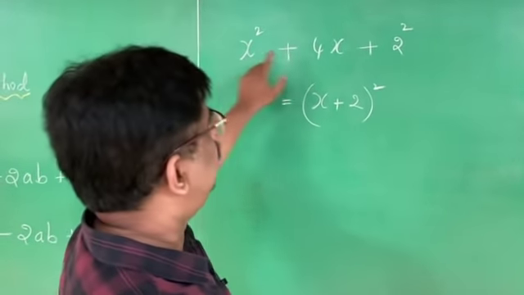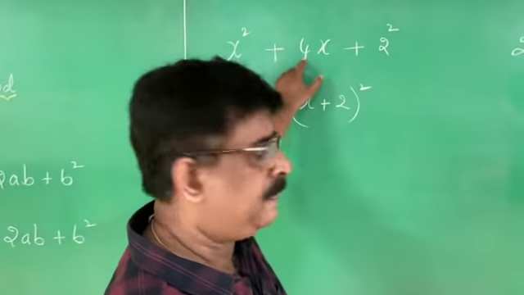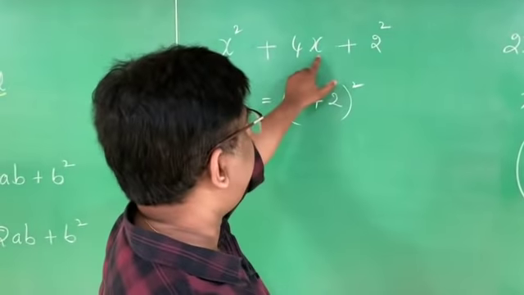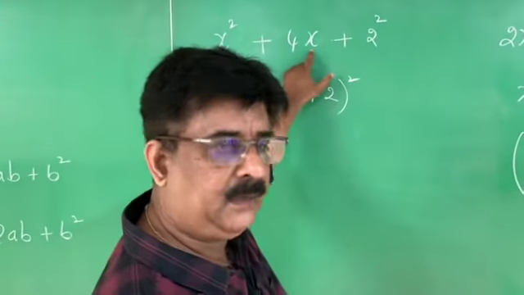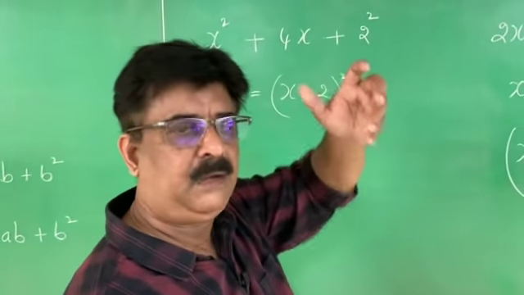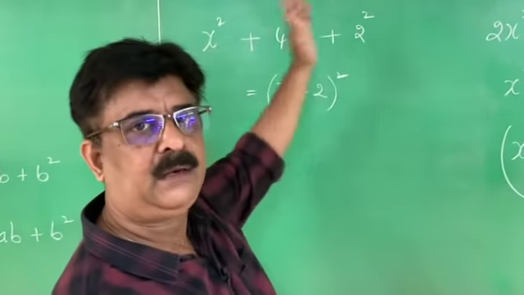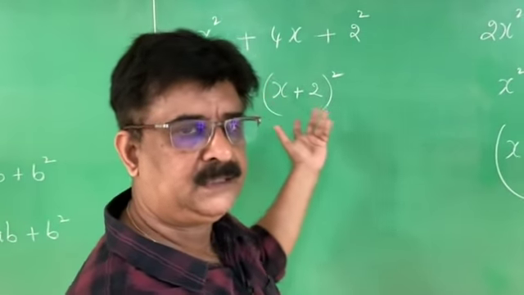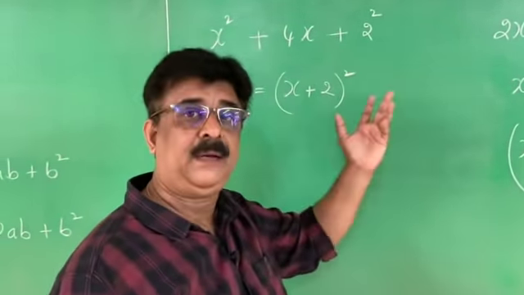Next, you have to identify the coefficient which is in front of the linear term, take half of that, square that number and add it, then you can convert the expression into what is known as either the a plus b whole square or a minus b whole square.